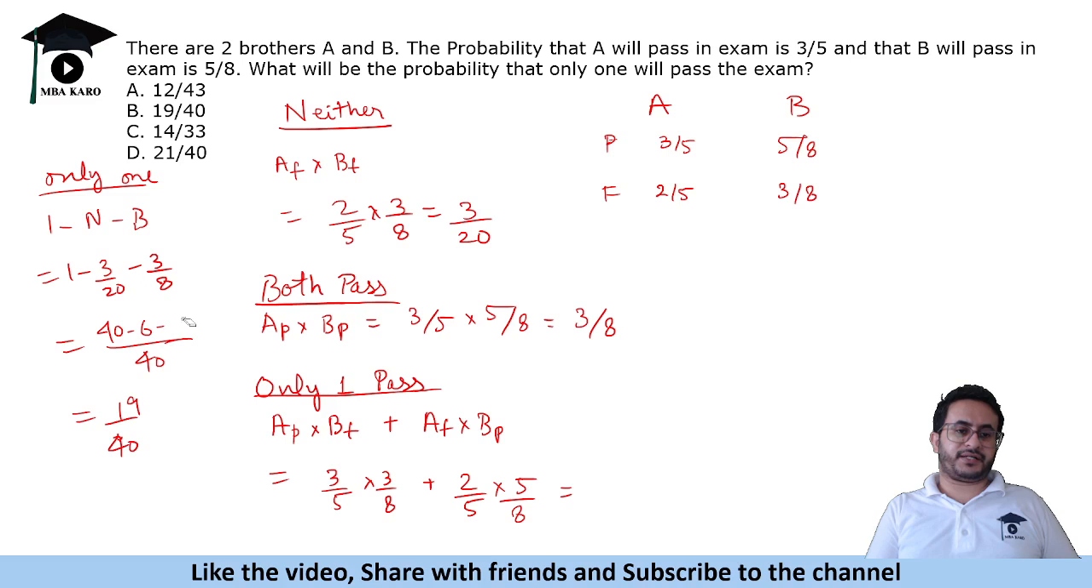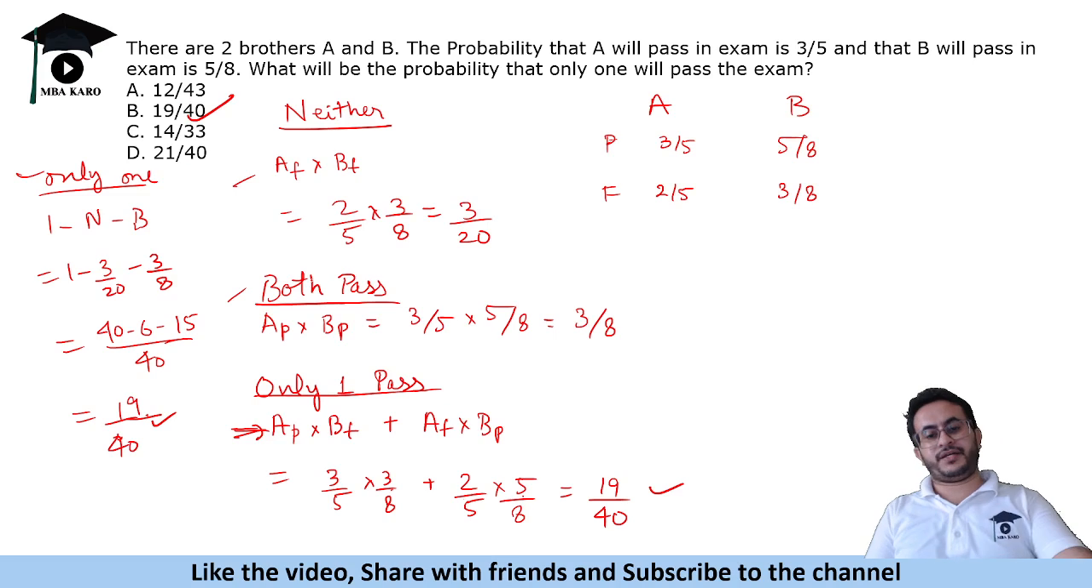21 we will subtract, so it will be 19 by 40. In this case 9 by 40 and 10 by 40, so we will get 19 by 40. So you can use either way to calculate it. You can either find it this way, or you can find these two and subtract from the total. In either case you will get the answer as 19 by 40.